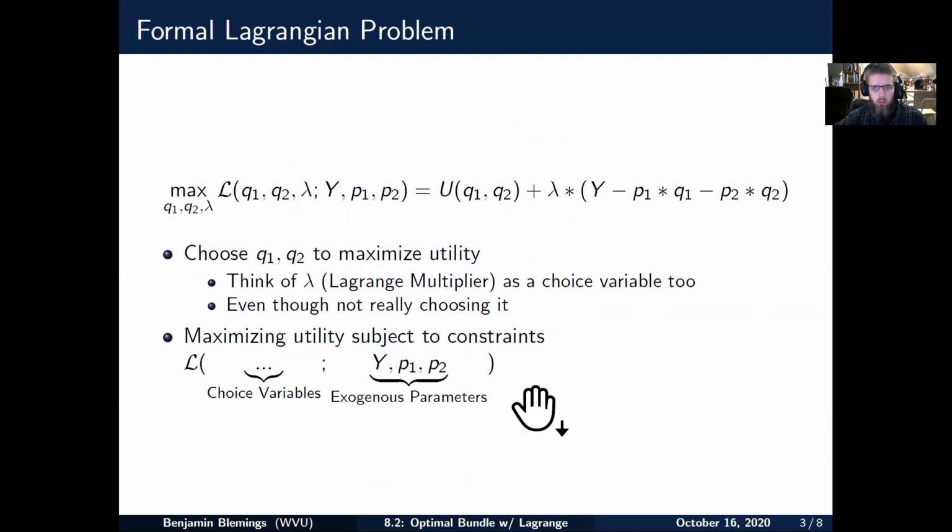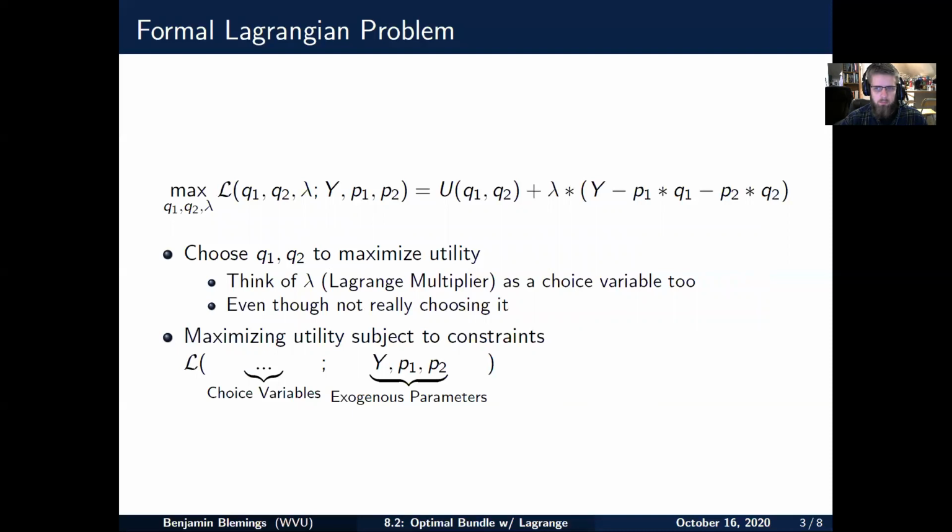So here's just some more formality real quick. We're going to choose Q1, Q2, and lambda, which is kind of hard to think about. I want you to think of lambda as a choice variable too for now, even though we're not really choosing it. And so our choice variables are Q1, Q2, and lambda, subject to income and prices.